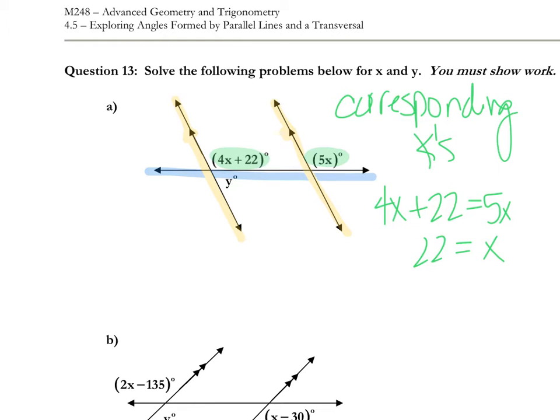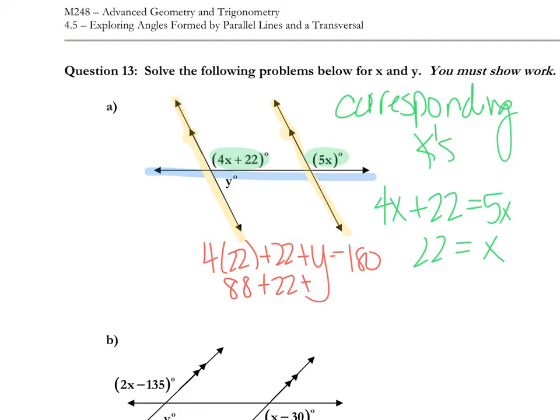However, remember that our rules for a linear pair or a straight angle still apply. So this right here is also going to be 180 degrees. So I'm going to do 4 times 22 plus y equals 180. Where did I get all the information again? Well, we just found x to be 22, so we have to plug it back in. And then these two angles, they create a straight angle, which means they're supplementary, so you add them up to equal 180. So we get 88 plus 22 plus y equals 180. And then 110 plus y equals 180, so y equals 70.